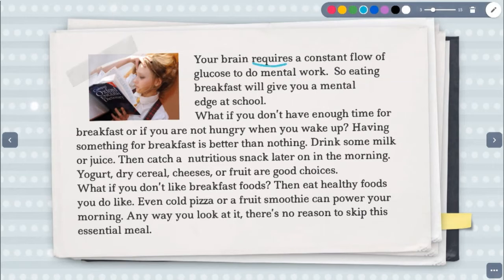We have requires. Have. Are. Wake up. Catch. Are. Like. Power. Look. And skip. Very good. Very good. Now the questions.